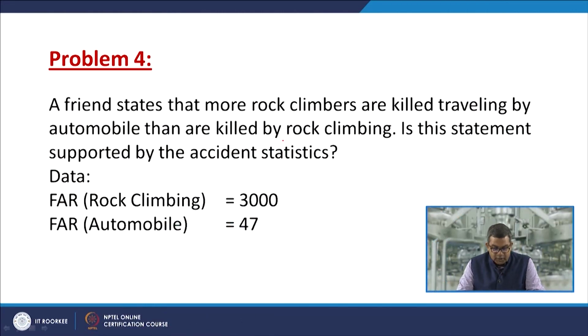For this particular aspect, we require a couple of data, and these data are always available in the reference book. The FAR for rock climbing is given as 3000, and the FAR for automobile is given as 47. As per the data, traveling by automobile, with a FAR of 47, is safer than rock climbing. So, rock climbing produces many more fatalities per exposed hour than traveling by automobile.